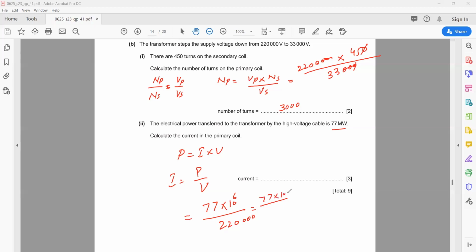Here you have 77 with six zeros, and 220 with four zeros. So you have four zeros with four zeros, so you have 7,700 divided by 22. So I think we can check the answer.